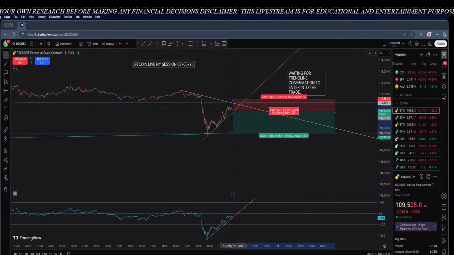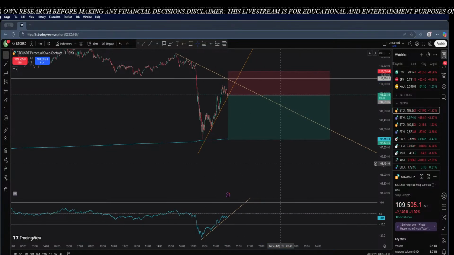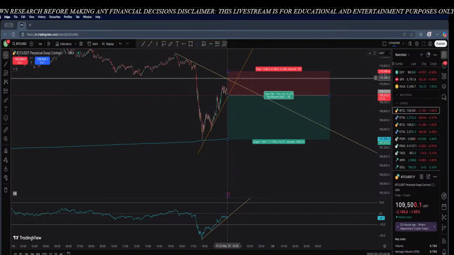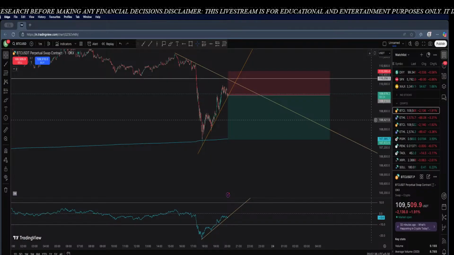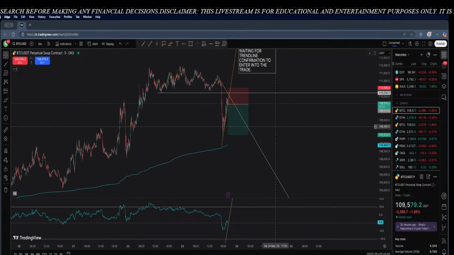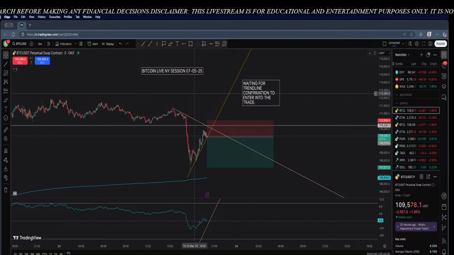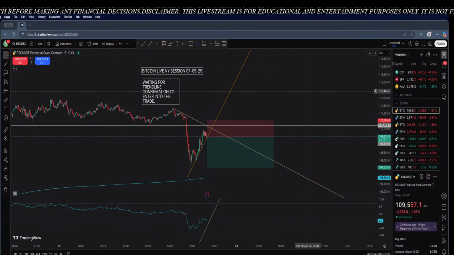I'm actually going to, at the moment, to be safer, target the VWAP rather than the previous low before this. So we get a much quicker move. All right, looks like we are starting to get some sort of confirmation. Perfect.